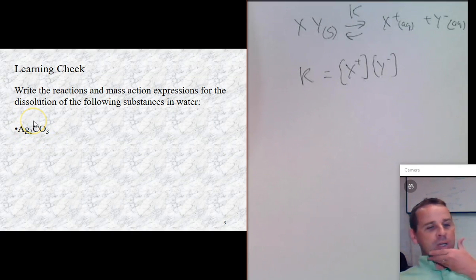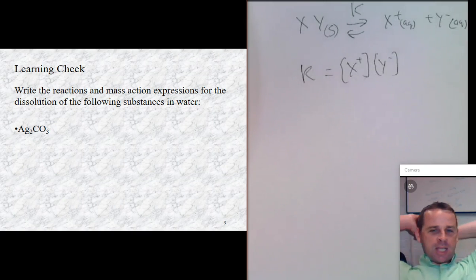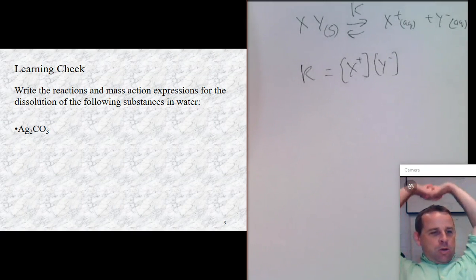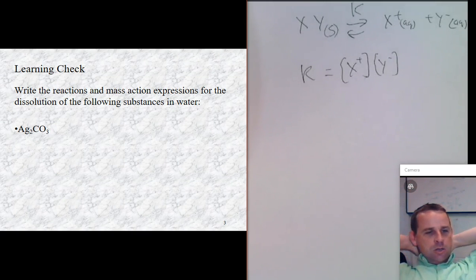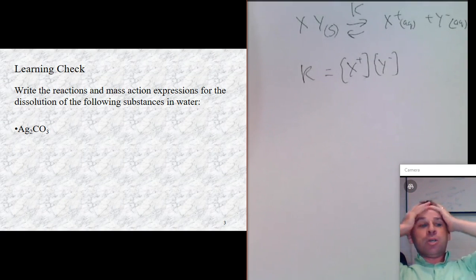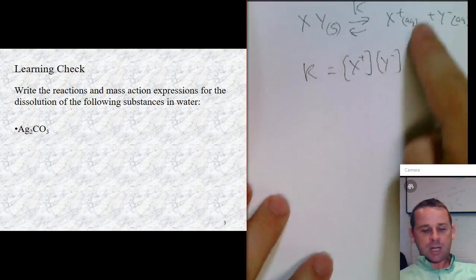All right, so then, write the mass action expression or the equilibrium expression for the dissociation of this salt. Okay, so I'll give you 45 seconds. Go. Look at your neighbors if you don't know what's going on. We're writing the equilibrium expression, kind of like this.